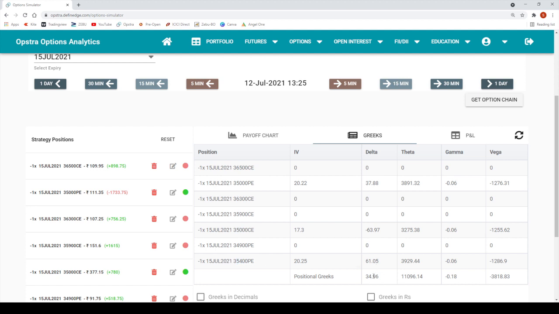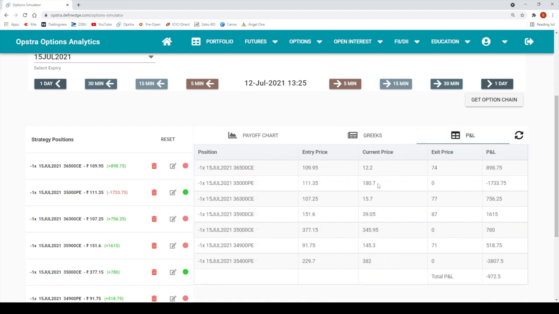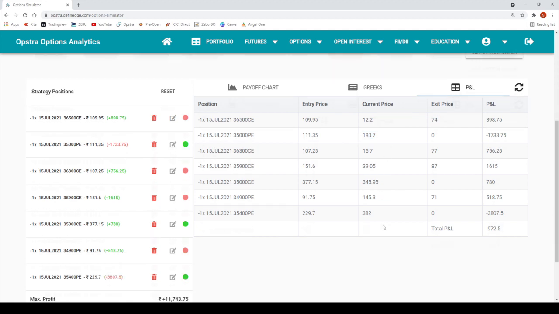So now to manage the delta, what I am going to do? I am going to close this 35,000 put. So whenever there is a pullback in the market, the additional put or call, we are going to close it. Okay, so what is the price? So it is trading around 180.